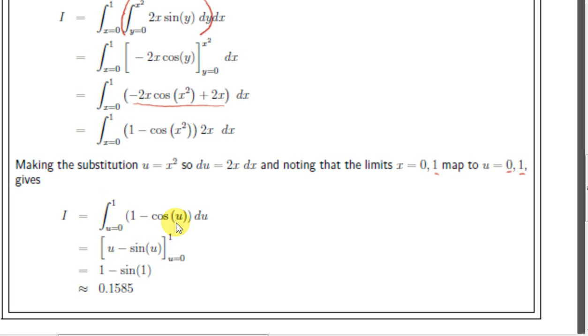Okay, so we plug the upper limit 1 in for u. So we get 1 minus sine of 1. Then we have a minus and we plug 0 in. Well, we get 0 minus the sine of 0. Well, that sine of 0 is 0. So, of course, our angle is in radians. u is in radians here. So, to 4 decimal places, we get 0.1585.